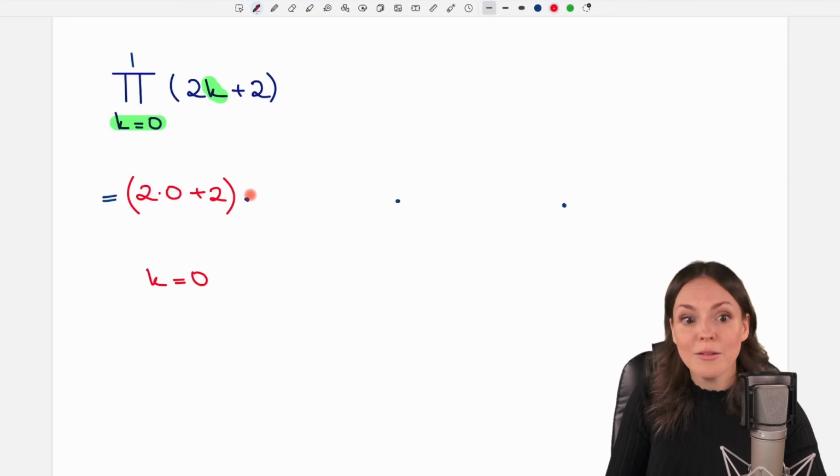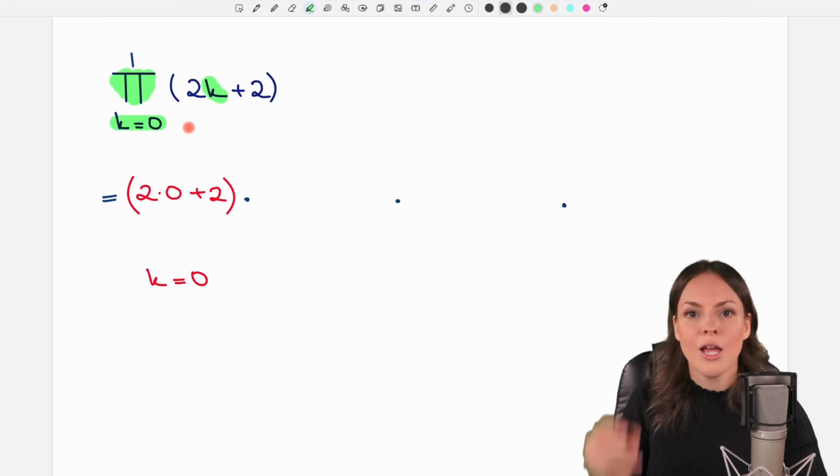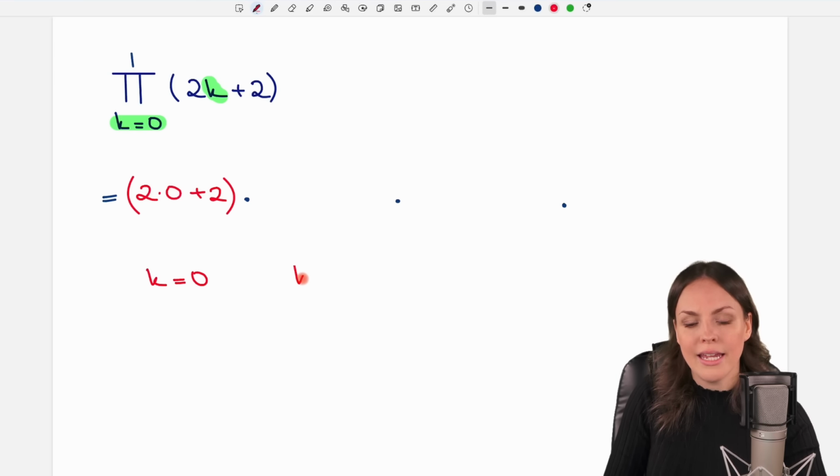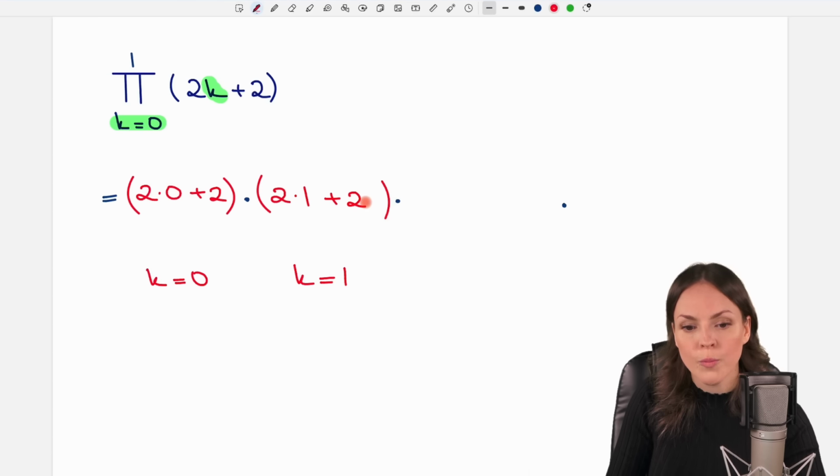Then we have this times, because this symbol here tells us we have a product at the end. And then we're going to increase this number here by 1. So instead of 0, our next k is going to be equal to 1. And we do the same thing. We insert 1 for each k that we have in here. So we have our parentheses, and this time we have 2 times, instead of the k, we write the 1, and then the plus 2.